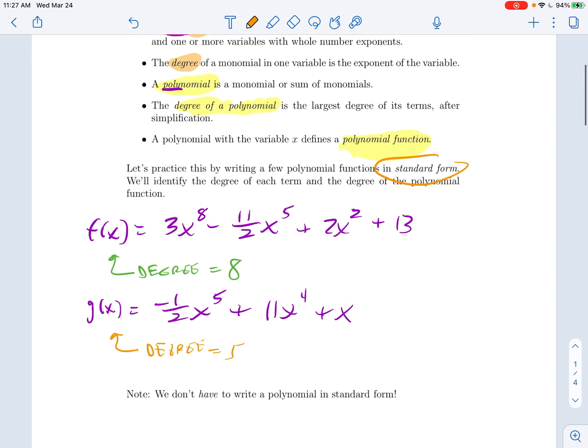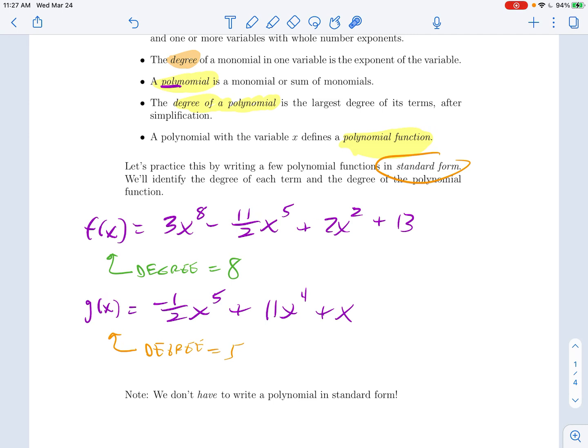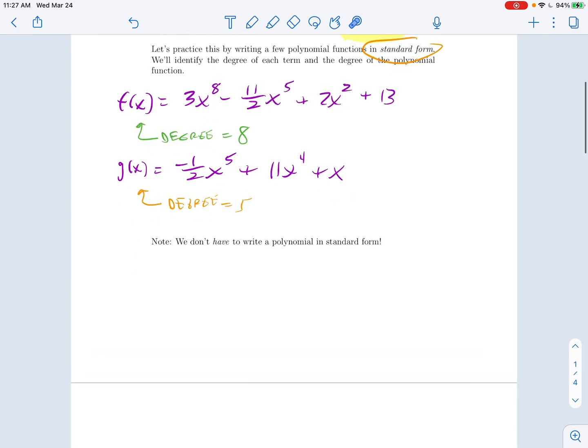And by standard form, what I mean is I've written all of the monomials separately, and they're in decreasing order by degree. Biggest power is 8, so I write that first. Next biggest power is 5, then 2, then 0. Now, not every polynomial has to be written in standard form. I could have something like h of x equals x cubed minus x to the 8th plus 4x cubed plus 2x to the 5th. So there are some like terms that could be grouped together. We could switch the order around. But just looking at this, we know that it could be put into standard form.